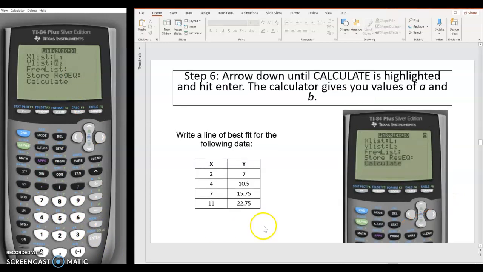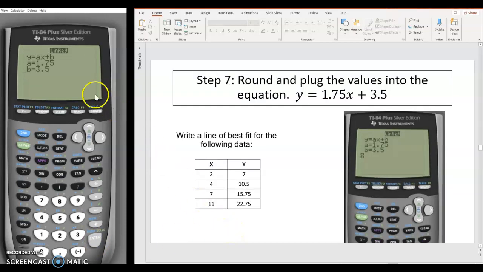Now you'll see this option right here. We're going to just keep clicking enter until we go to Calculate, and then you hit enter again. Now it gives us the equation of the line. It says y equals ax plus b, then it says a is 1.75 and b is 3.5.